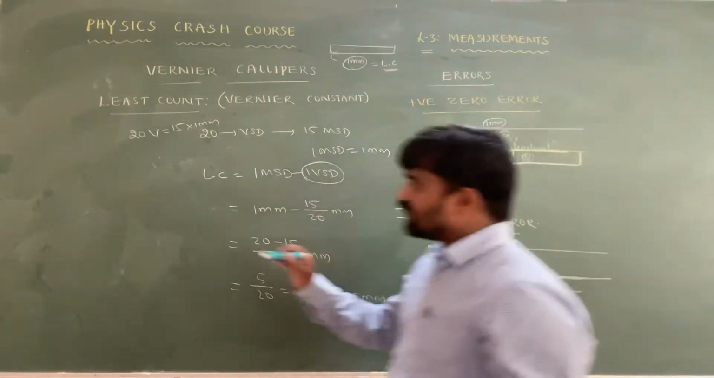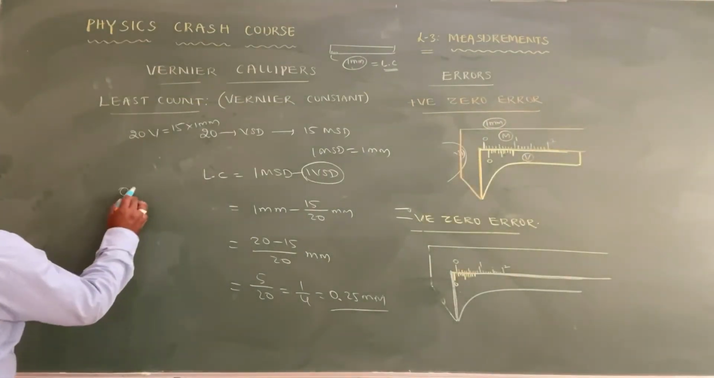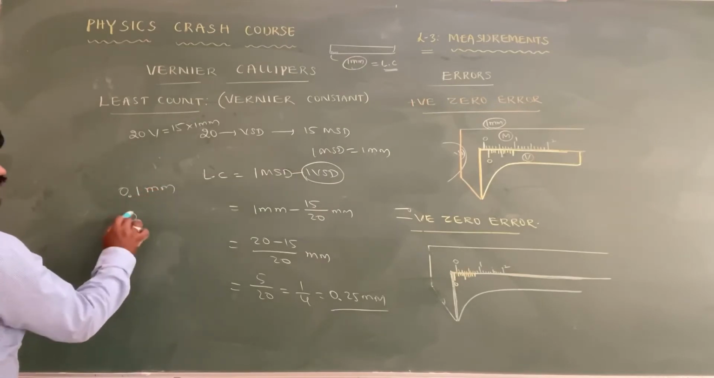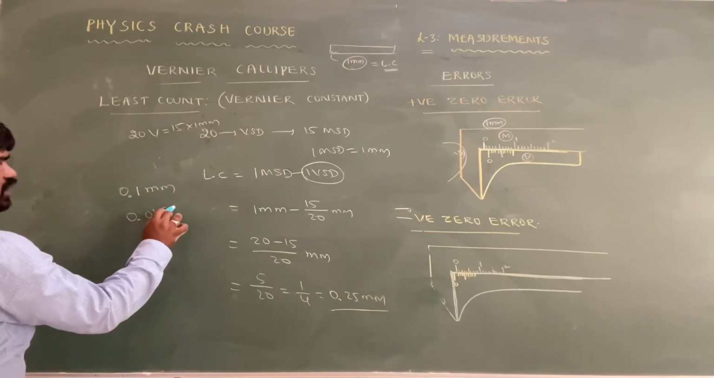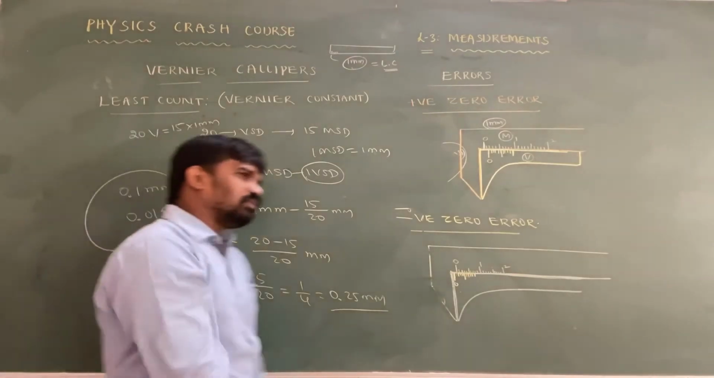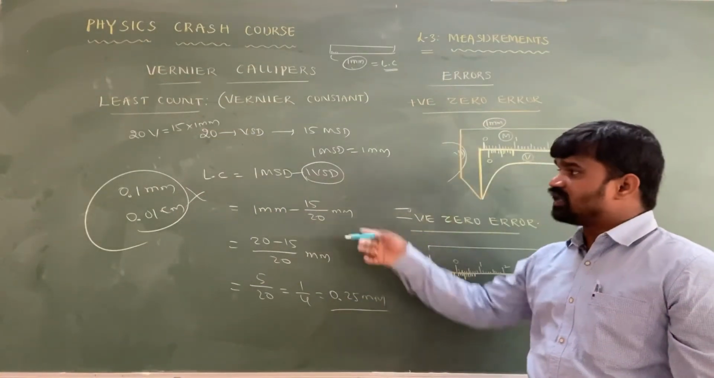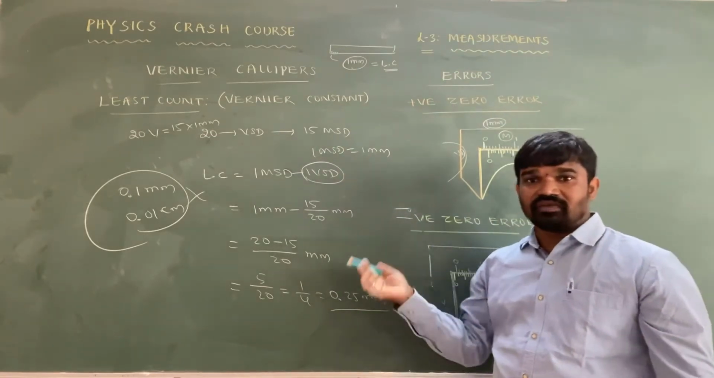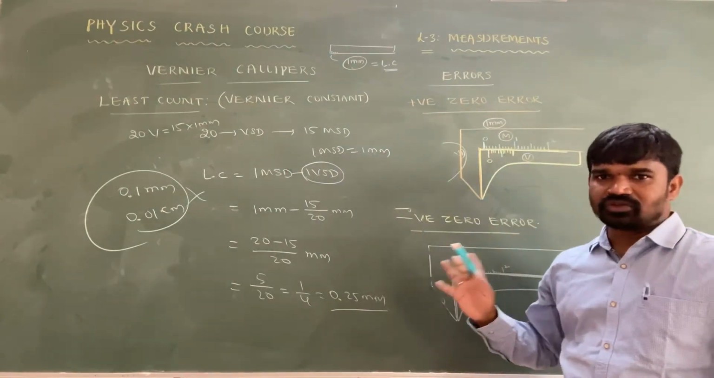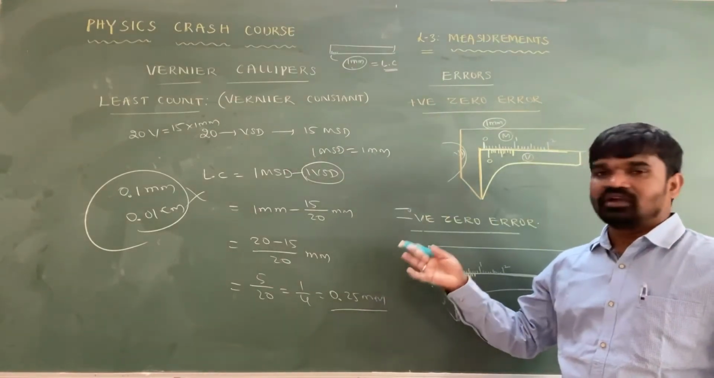In general, the least count of the vernier calipers is 0.1 millimeter or 0.01 centimeter. But it does not mean that the least count is always this much only. Least count might change according to the given manufacturing techniques. So this is about the least count of the vernier calipers.